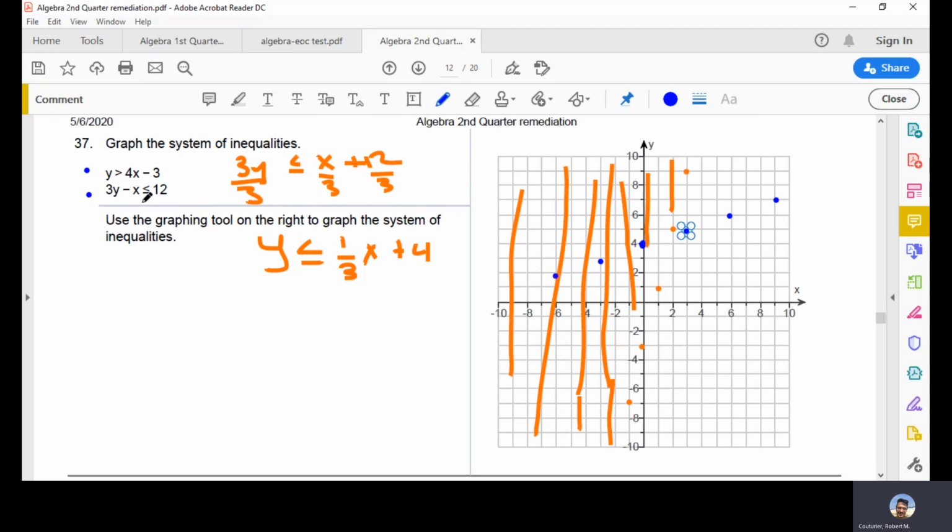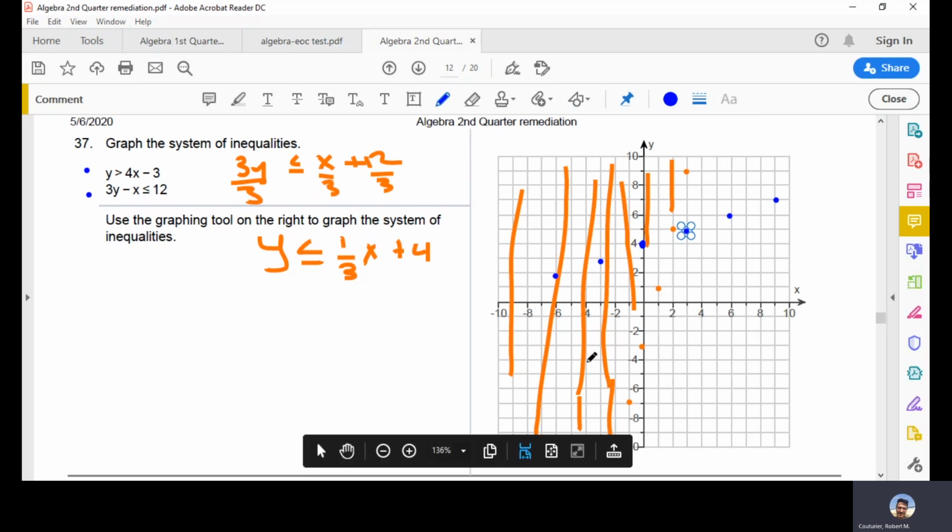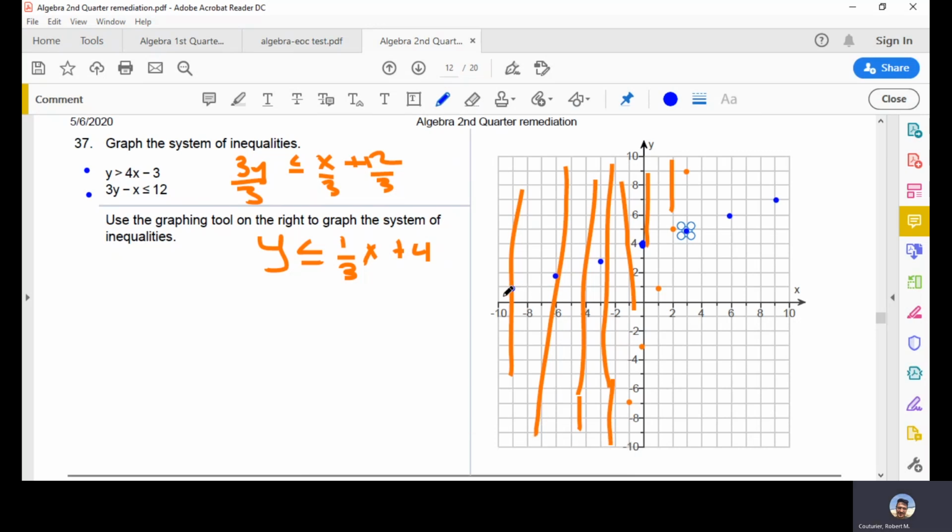Now, is this going to be a solid or dotted line? Look, it's the equal to. So the equal to says yes. So we're dealing with, from here, and apologies for this line, it's not perfectly straight, a solid line.